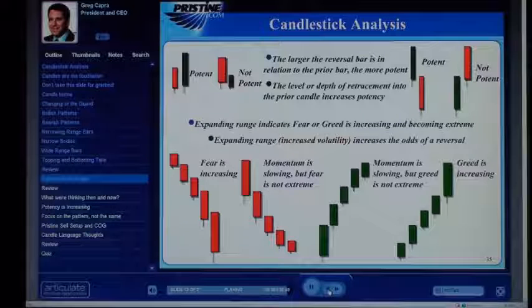Pullbacks from such bars are going to be lower odds setups to be buying a pristine buy setup, because greed has already become extreme. Now, while that type of a buy setup can result in prices advancing, it's not going to be the highest odds setup. This is what you want to be aware of.